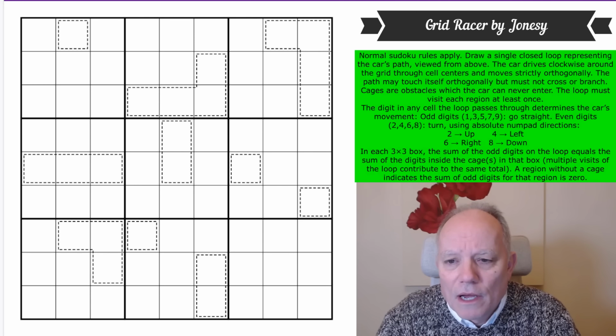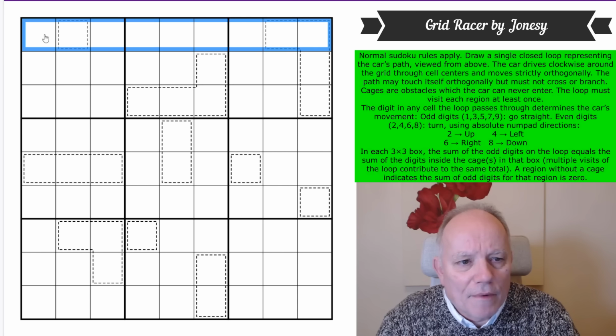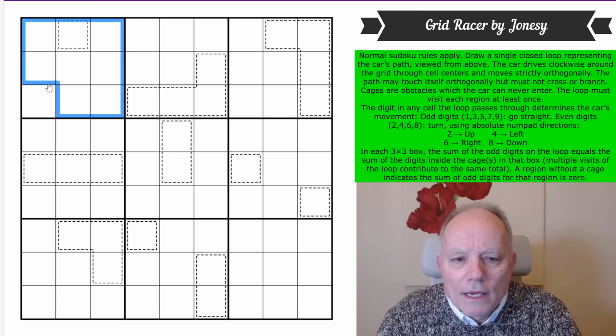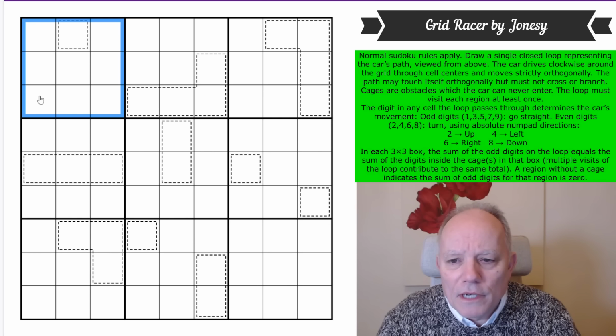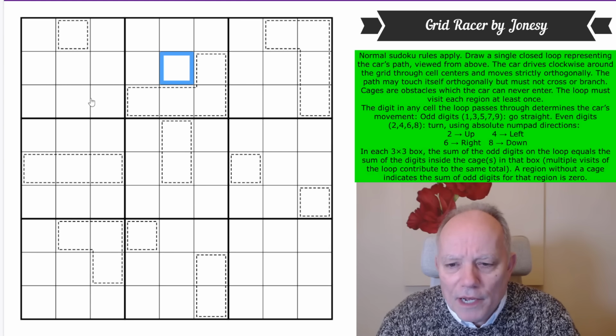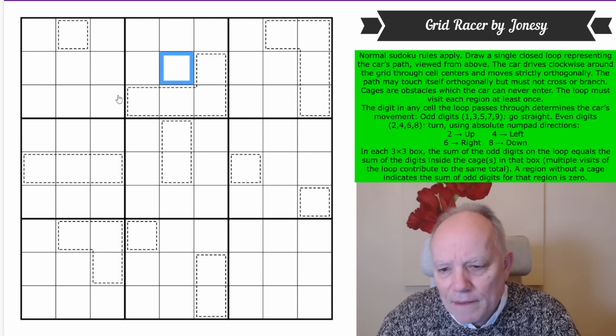Now, the first link under the video is to this puzzle. It's called Grid Racer by Jonesy, and the rules are as follows. Normal Sudoku rules apply, 1 to 9 in every row, every column, and every 3 by 3 box. Now, we have to draw a single closed loop representing the car's path along a racetrack viewed from above. The car drives clockwise around the grid through cell centers and moves strictly orthogonally, that means horizontally or vertically.